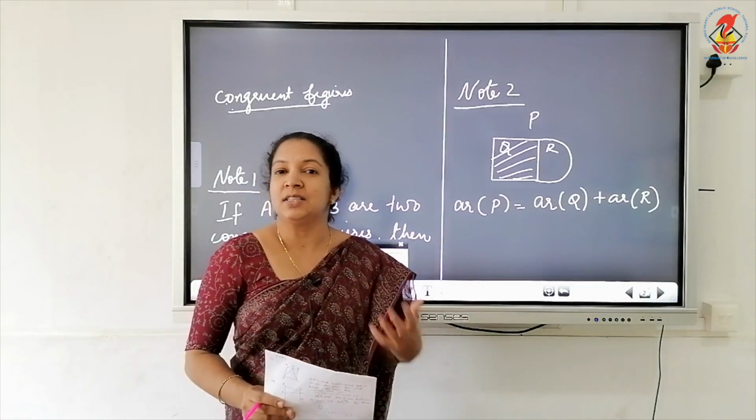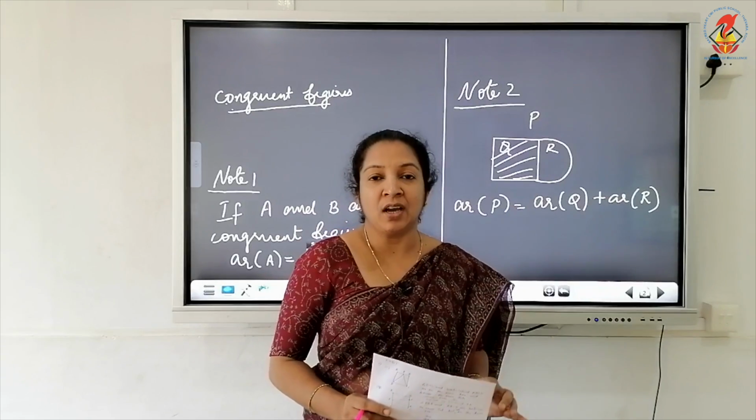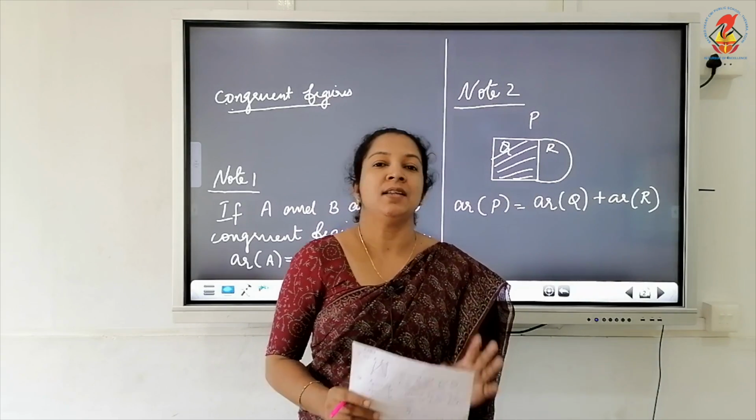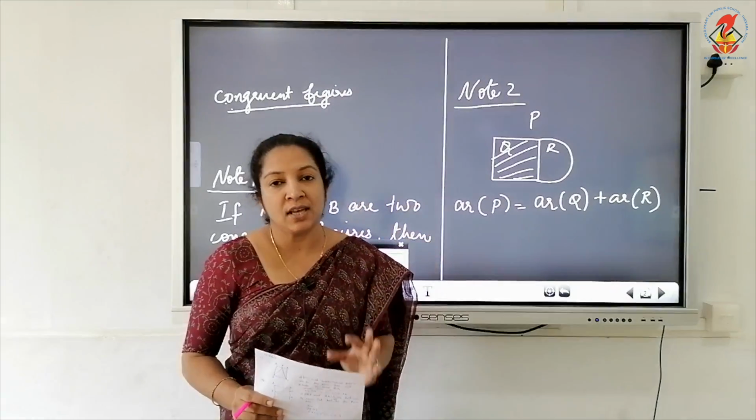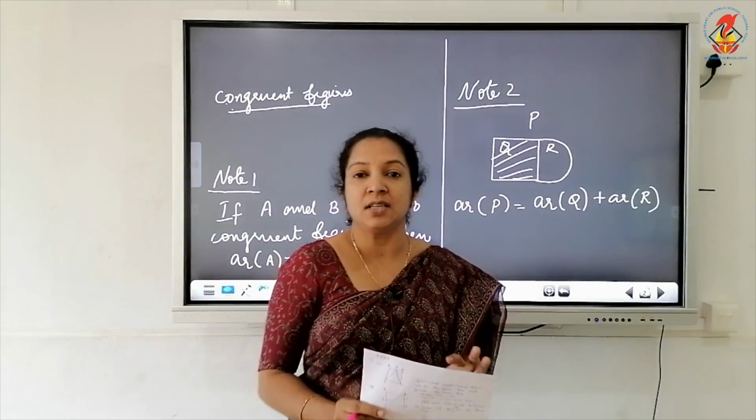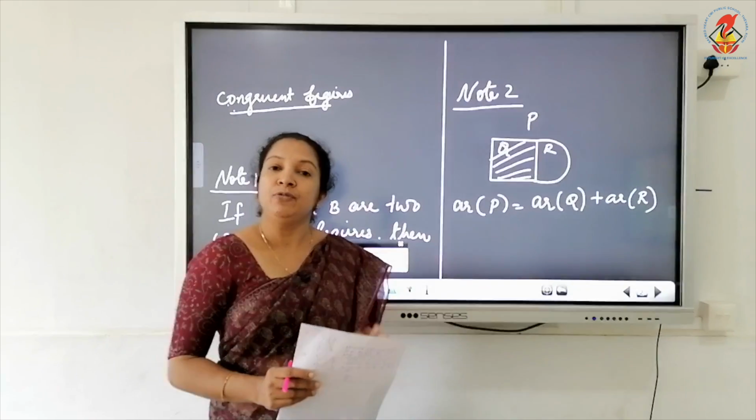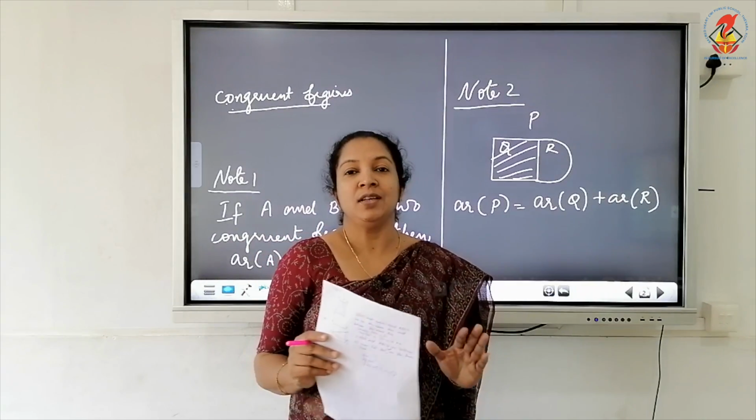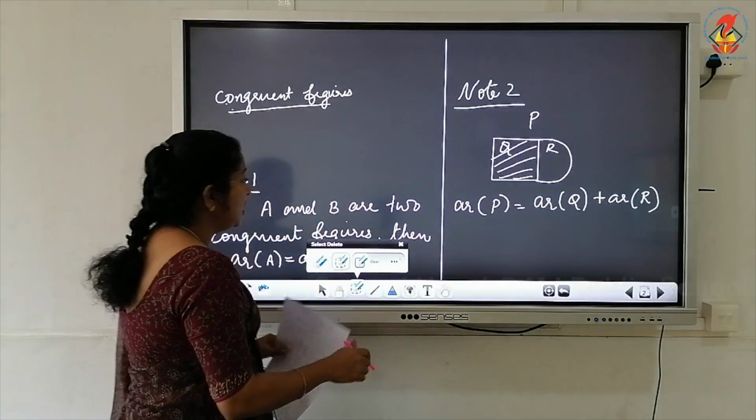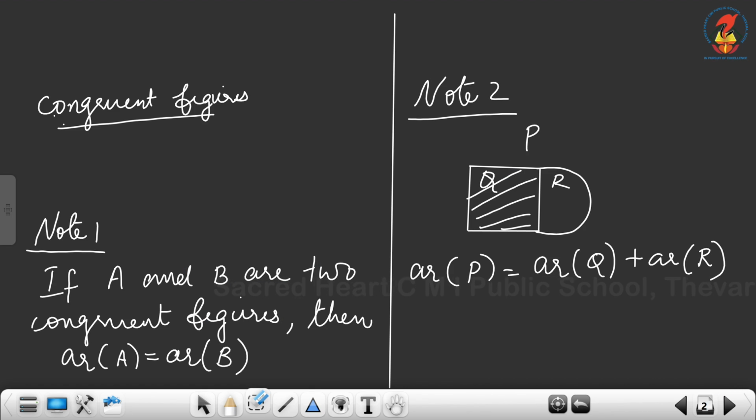Two figures are said to be congruent if they have the same shape and size. If they have the same size and shape, we can say they are congruent figures. The areas of two congruent figures are always equal. So, if A and B are two congruent figures, then area of A is equal to area of B.